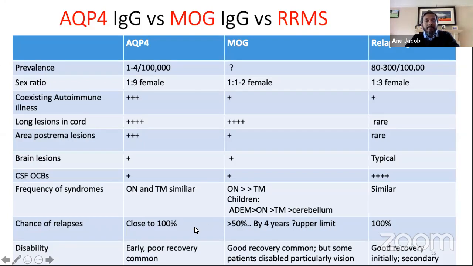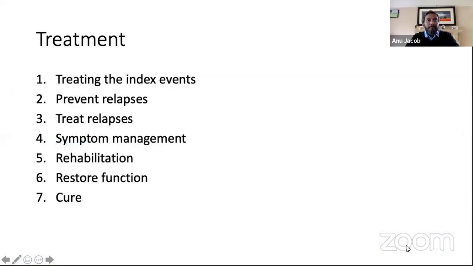Ataxia, as you probably all know, you would have seen very rarely in AQP4 NMOSD. Chances of relapses, it's almost close to 100%. And by definition, relapsing MS has relapses. And MOG, as we saw, it can be up to 50% or more as time goes on. Recovery or disability from attacks: you lose function early and have a poorer recovery. While in MOG, good recovery is common, but some patients do have significant deficits. I have many patients who are left with bilateral blindness, but otherwise well. And of course, relapsing MS, we know.